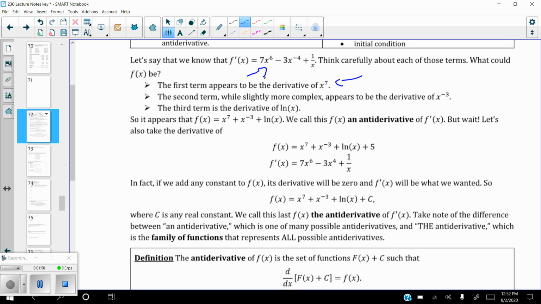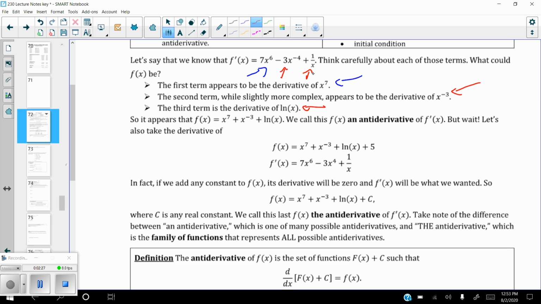And then the second term is a little bit more complex, but again, if you really think about it, you can probably figure it out. The negative 3x to the negative 4 had to have come from the original function, x to the negative 3. If you take the derivative of that, you bring the negative 3 out to the front and reduce the exponent by 1, then you get negative 3x to the negative 4. And then for the last one, you really have to think, where did I get 1 over x from? Well, if you're remembering correctly, the derivative of the natural log of x is 1 over x.